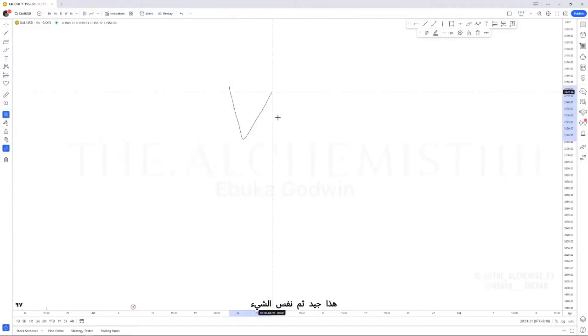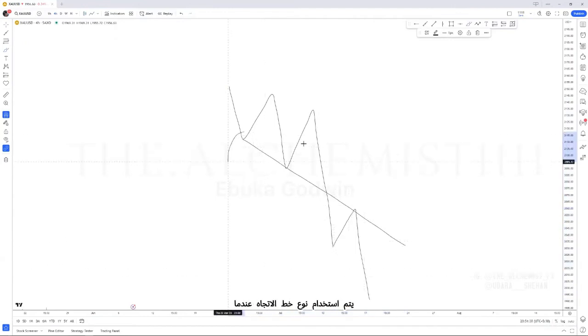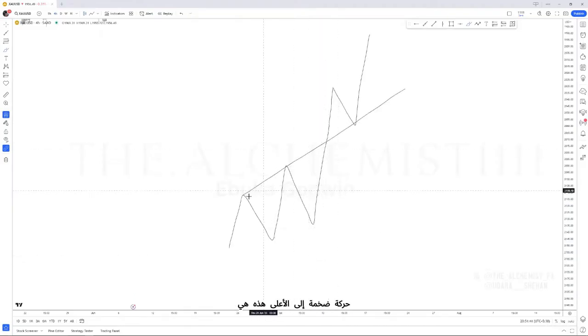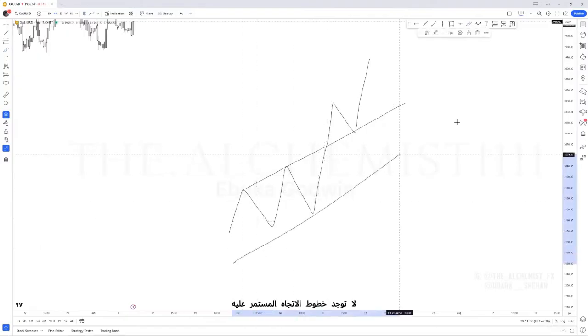We could expect them the same way like this. Normally this type of trend line is used when we have a drop with huge momentum, or else a huge move to the upside. In my backtesting, I found out that when we have huge moves to the upside, there are no continuation trend lines.